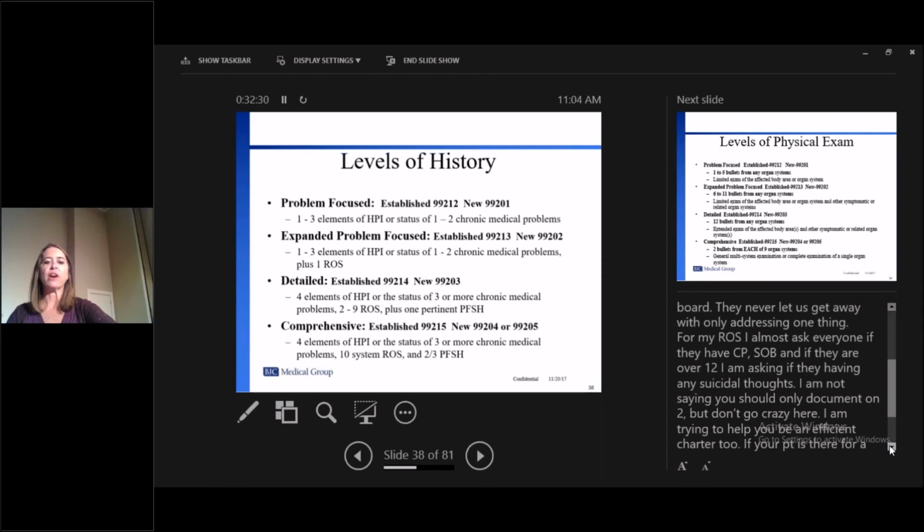Same thing goes for 4 elements of your HPI or the status of 3 or more chronic medical conditions. Where you're going to be able to get a 215 visit is doing more of that review of systems. You're going to need to have 10 systems, okay? And again, when we talked about that earlier, you cannot have palpitations and chest pain. That's 1 system. Okay, but if you have shortness of breath and chest pain, those are two separate systems. And so that's how you have to look at that. And most of your systems, if you're on EHR, are going to have the different elements separated for you. And then for that, you also have to have 2 of your 3 histories documented to get a 5.